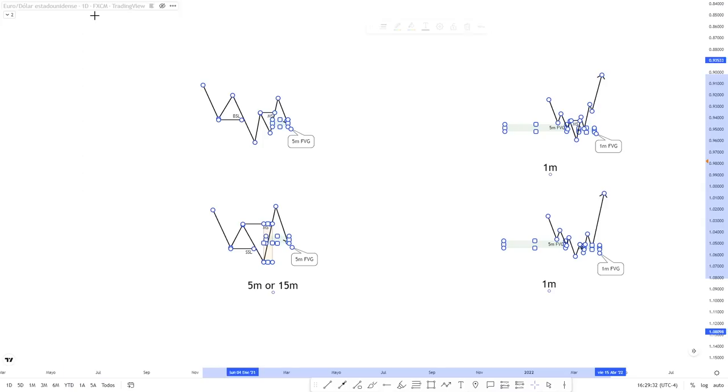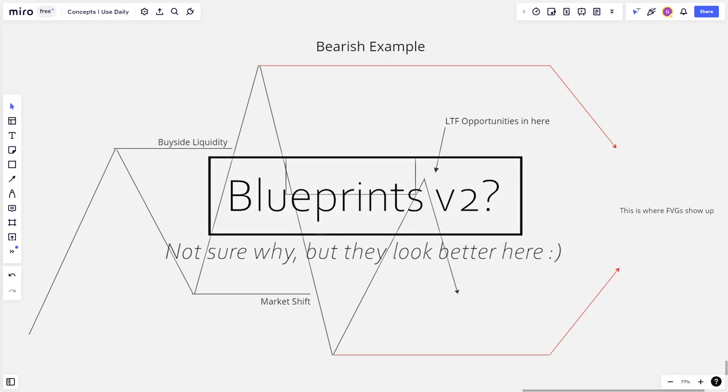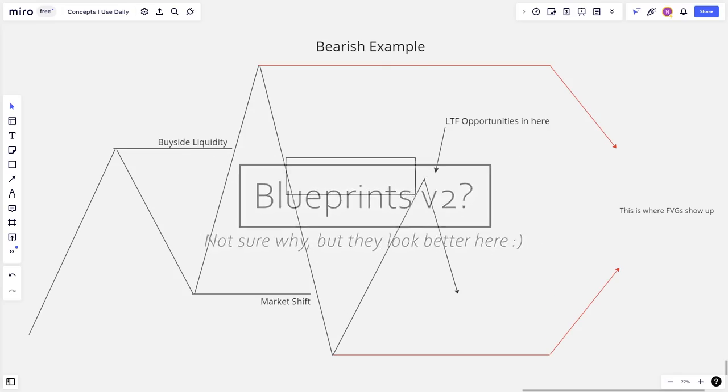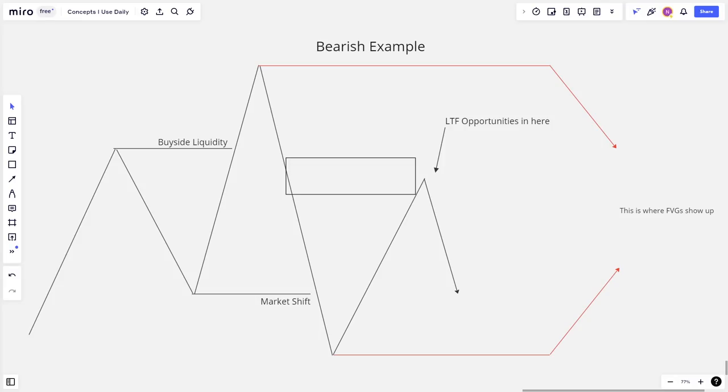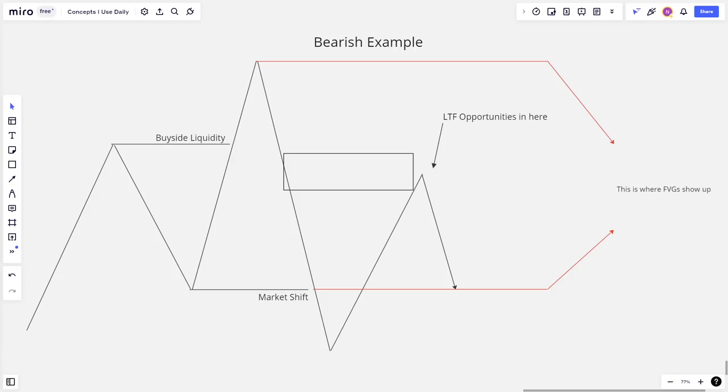And let me make a little bit of a better drawing now so you have something to screenshot and save. So this is the bearish blueprint on the higher time frame, right? This is a 5 minute or a 15 minute. We need a run on buy side liquidity, the 5 minute market shift, and so this is the blueprint of what you're looking for in a 5 or 15 minute time frame on the bearish side, right? The bearish example. You're looking for a run on buy side liquidity, a 5 or 15 minute time frame market shift, right? 5 minute or 15 minute again to create a fair value gap. And then when price trades back into the fair value gap, we look for the lower time frame opportunities.